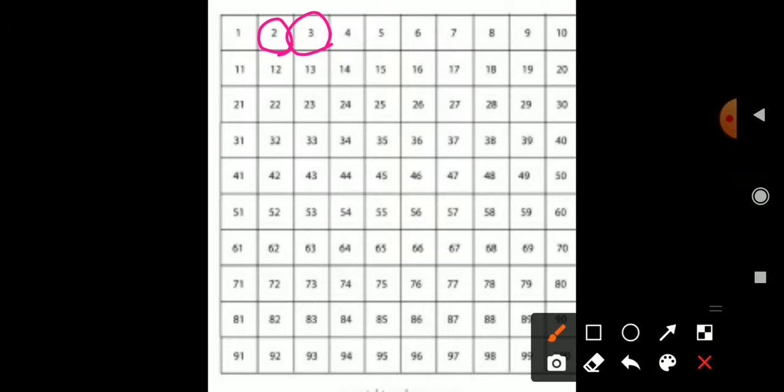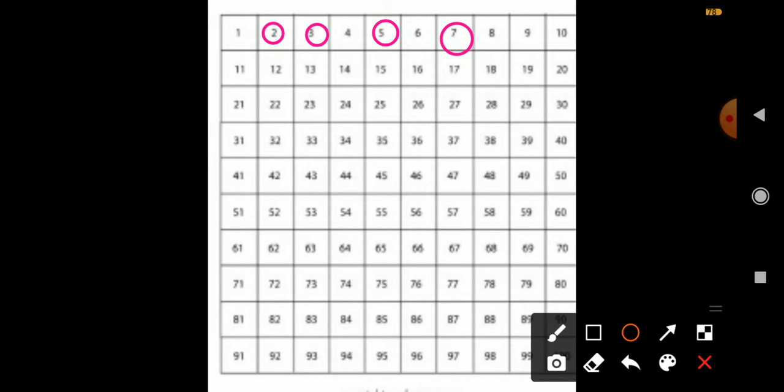Next number is 5. 5 is present in 5's table only, 5 ones are 5, so circle it. Then next is 6. 6 is present in 2 threes are 6, 3 twos are 6, 6 ones are 6. So 6 is present in more than one table, so it is a composite number.